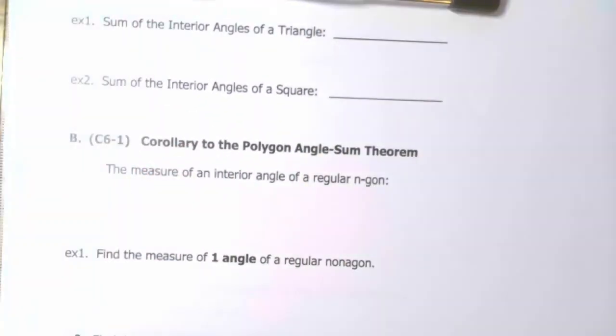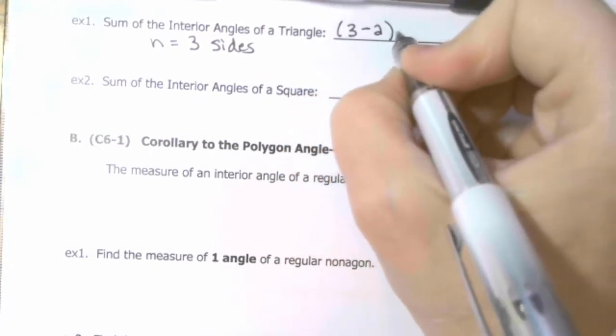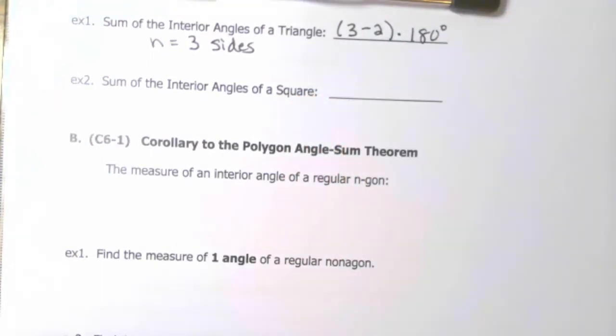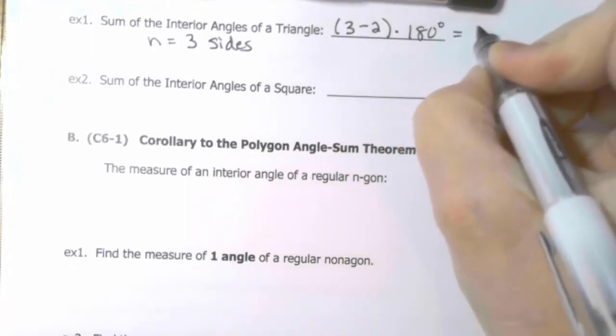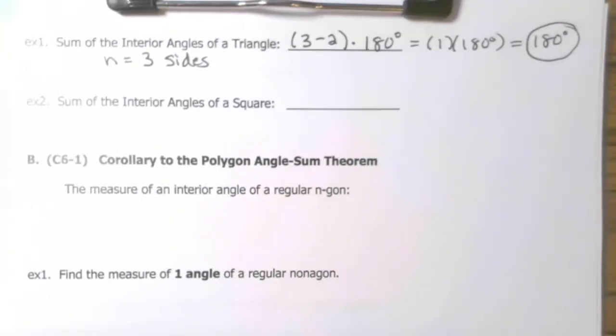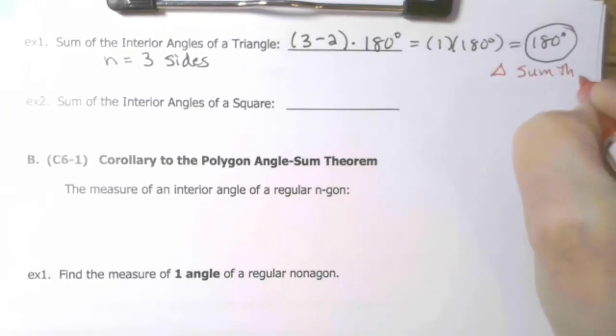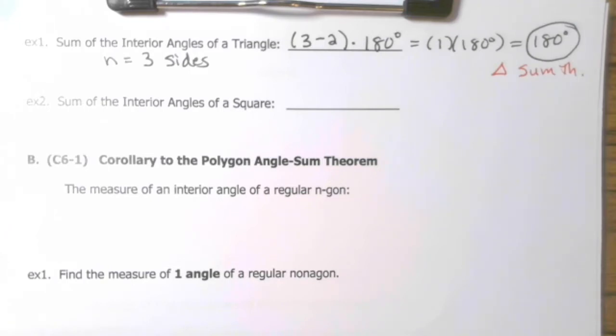Okay, example 1, the sum of the interior angles of a triangle. Because this is a triangle, n equals 3 sides. So using our formula, 3 is our n, minus 2 times 180 degrees will give us the sum. Well, 3 minus 2 is 1, and 1 times 180 degrees is 180 degrees. This makes perfect sense because the sum of the angles of a triangle is always 180. That would be the triangle sum theorem. So it agrees.